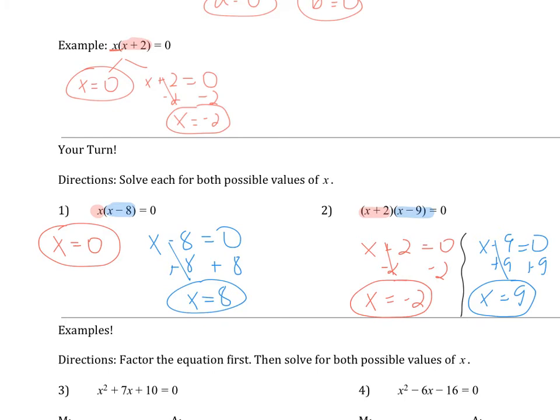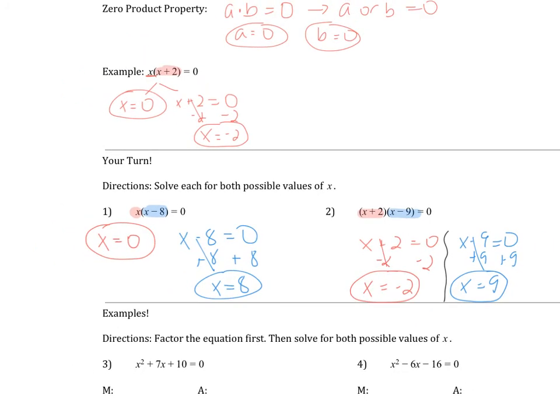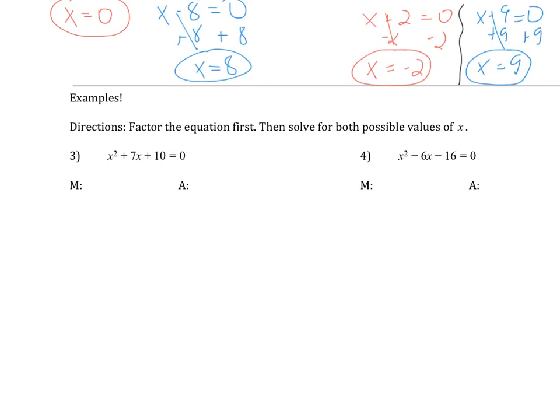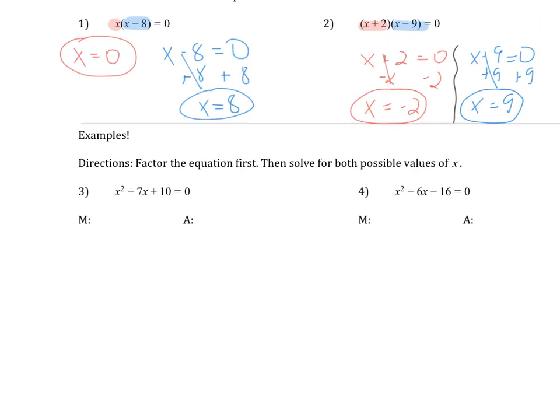So using that zero product property, if I know my answer equals 0, then I set them each equal to 0 and solve them both separately. All right, so looking at numbers 3 and 4, I'm going to have to use what I learned this unit with factoring in order to first write it out as factors, and then I can solve. So I can't solve these out until I write it as factors first.